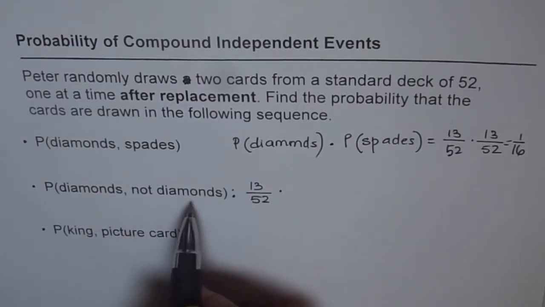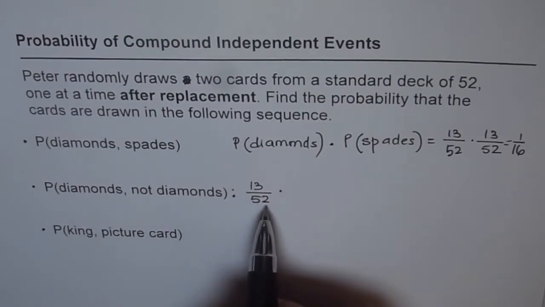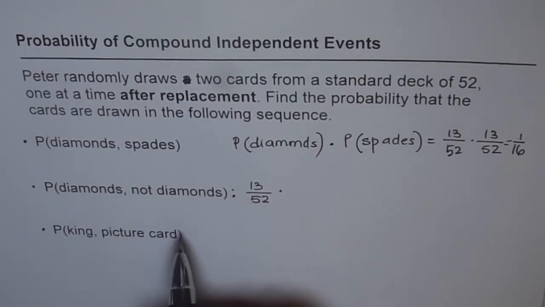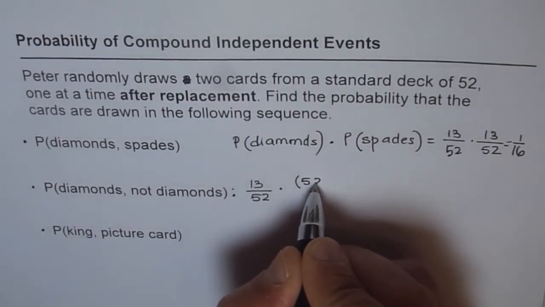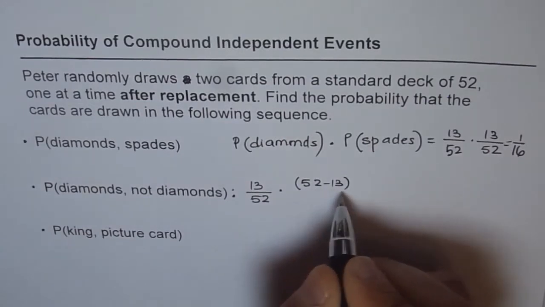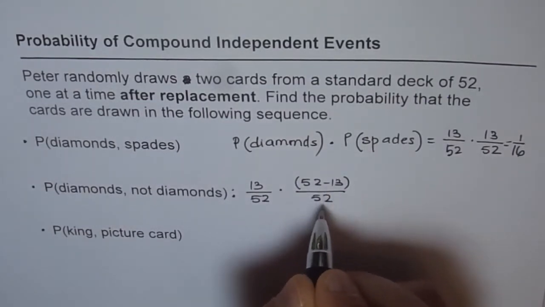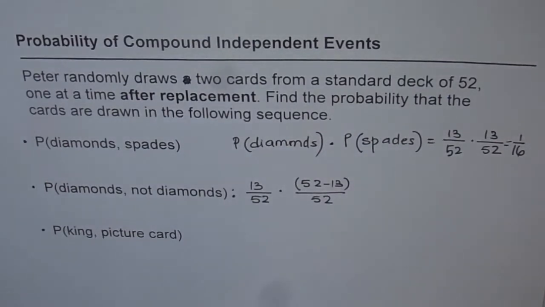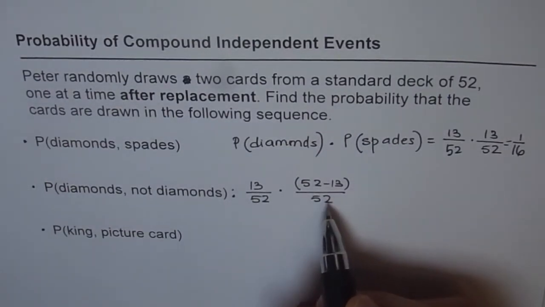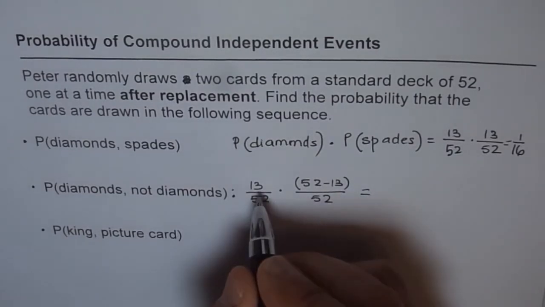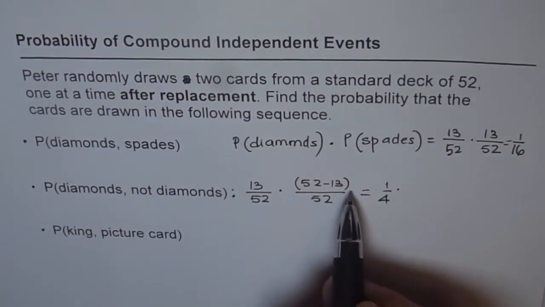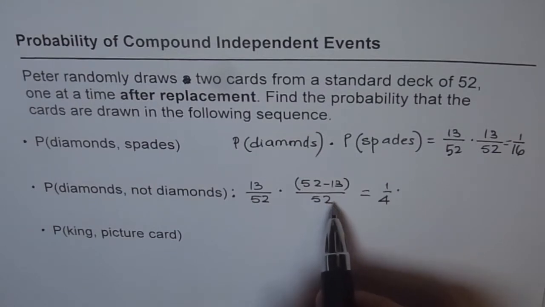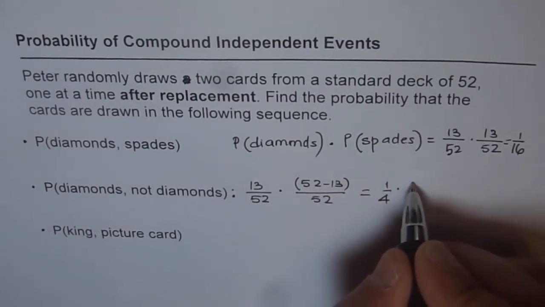And now not diamonds. So amongst 52 cards, 13 are diamonds, the rest are not diamonds. So the cards which are not diamonds are 52 minus 13, right? And there are a total of 52 cards. So that is the probability of drawing any other card but diamond. Do you see that? So the first one is 13 over 52, which is 1 over 4, times not diamonds, which is not 1 over 4, that means it is 3 over 4. When you do this calculation, you'll get the same result.